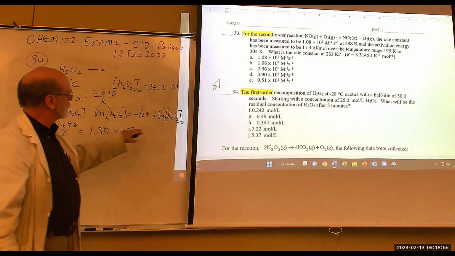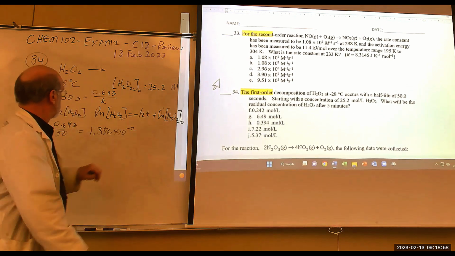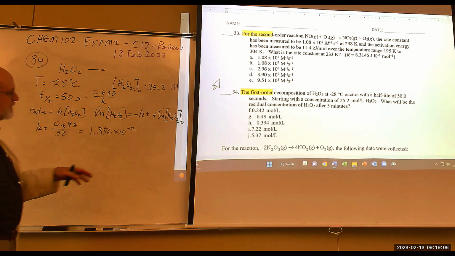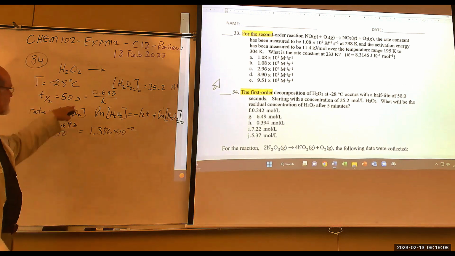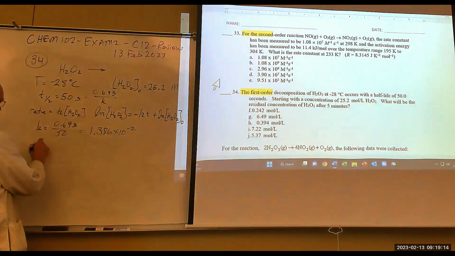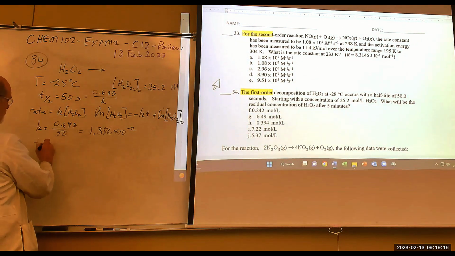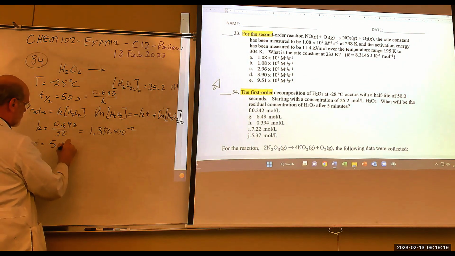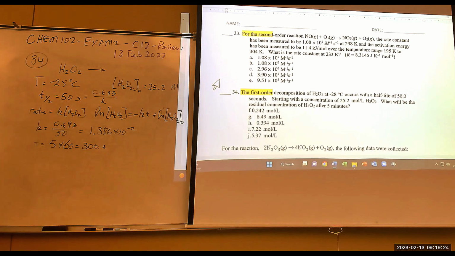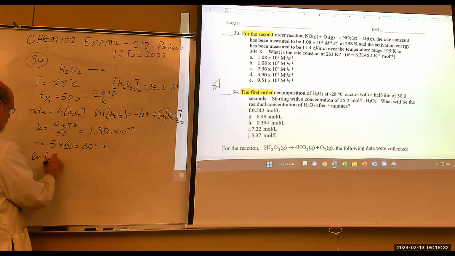We can put the initial concentration in here. And then we have to put in a time value. What's the time value? 5 minutes. But this is in seconds, so we've got to convert it. t then would be equal to 5 minutes times 60 seconds per minute, 300 seconds. Okay. Good so far?